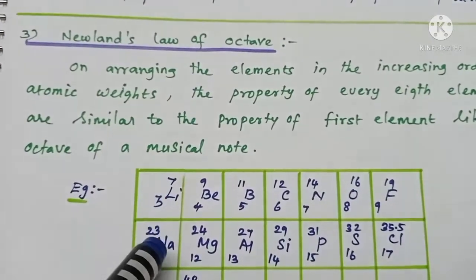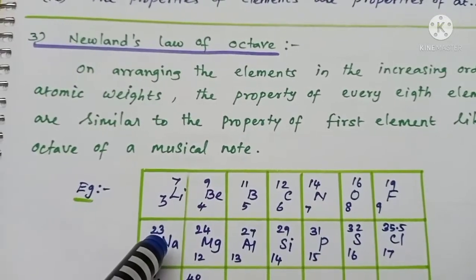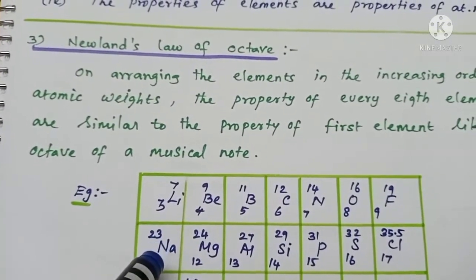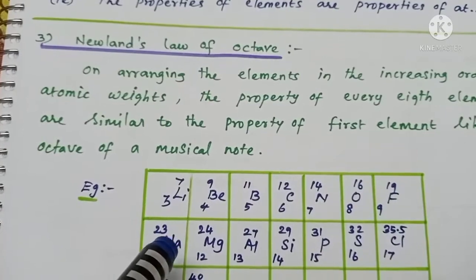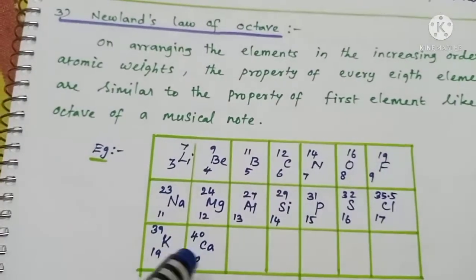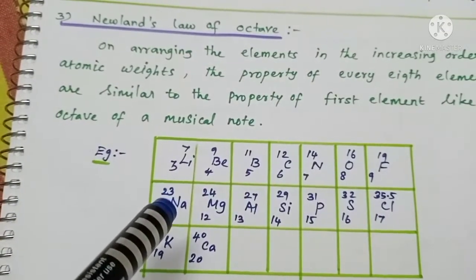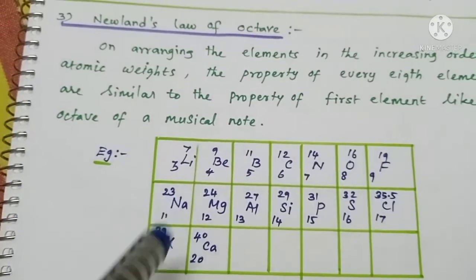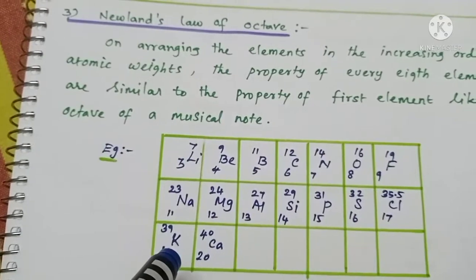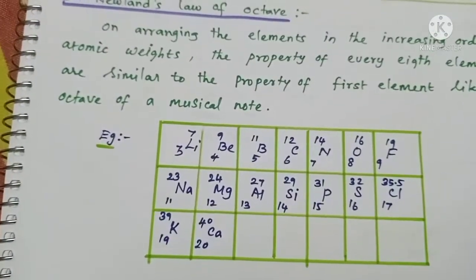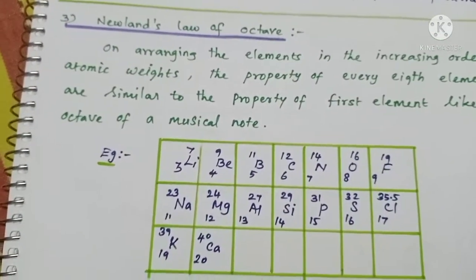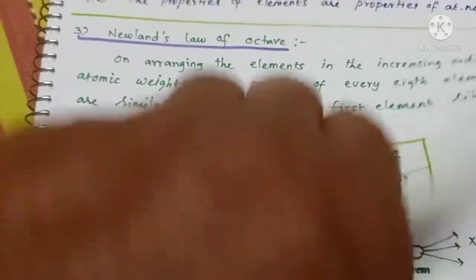So they are supposed to have similar properties, according to Newton's law of octave. Similarly, when you start one from sodium and come to potassium, you get number 8, isn't it? So this is the first element, this is the 8th element, so sodium and potassium are found to have similar properties. This is the evidence for Newton's law of octave.